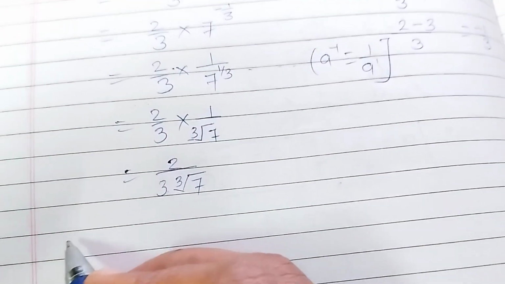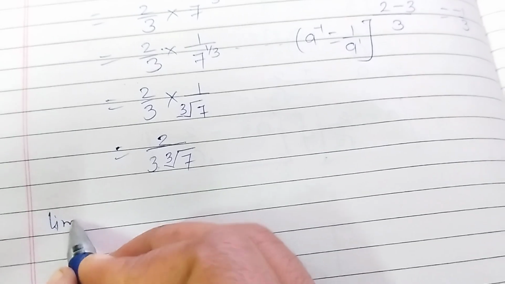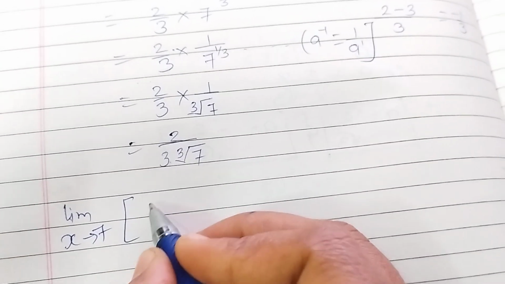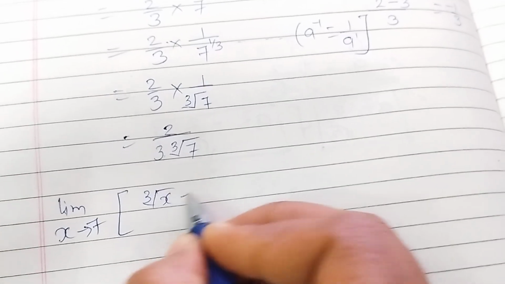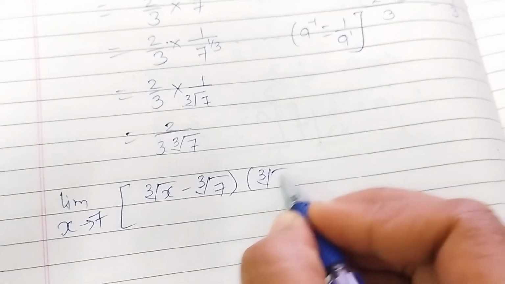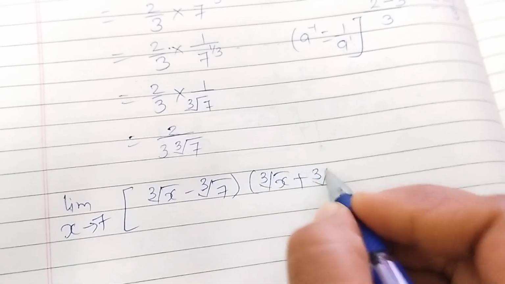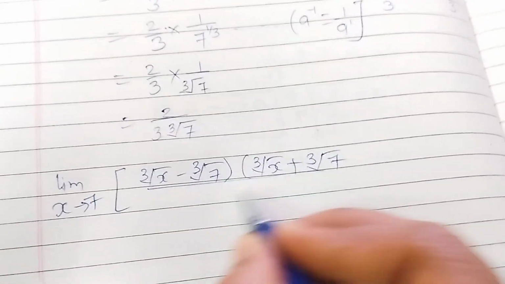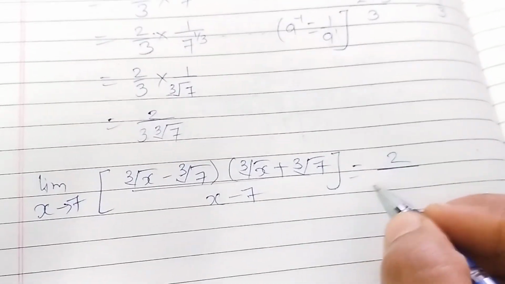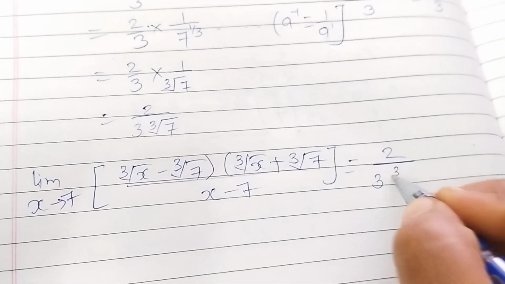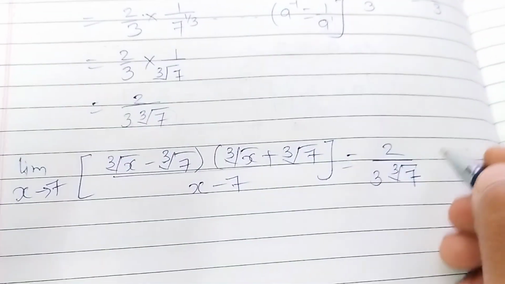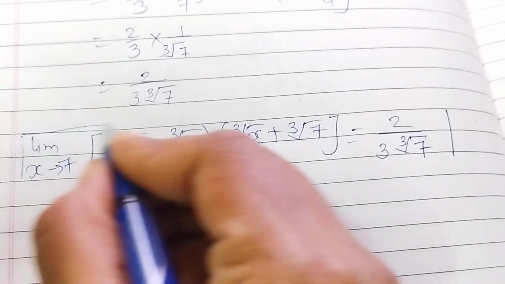So write: limit x tends to 7, and now cube root of x minus cube root of 7, then cube root of x plus cube root of 7, and upon x minus 7, close the bracket, is equal to 2 upon 3 cube root of 7. So this is now your final answer.